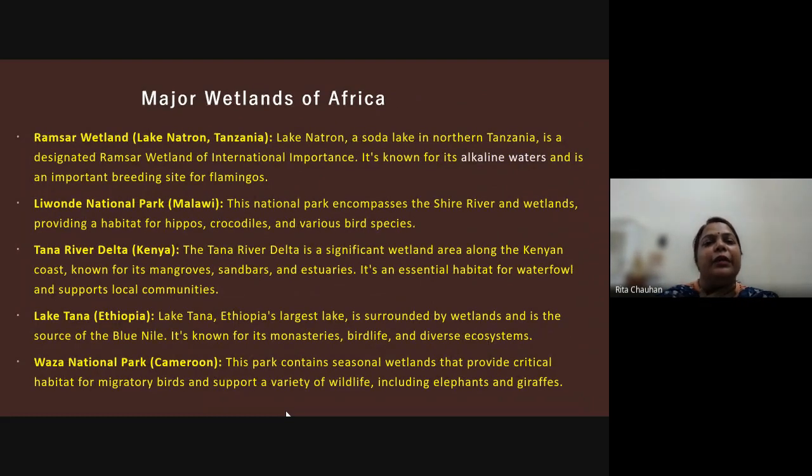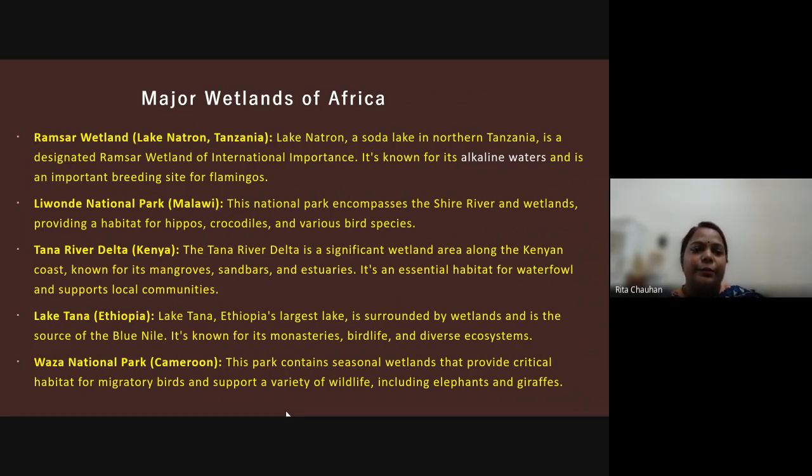Then in Tanzania, we have a Ramsar wetland called Lake Natron. Lake Natron is known for its alkaline water and is an important breeding site for flamingos. So this is also a major wetland of Africa. Then in Malawi we have Liwonde National Park, which also has lots of wetlands. Then the Tana River Delta in Kenya also has a good amount of coastal ecosystems like mangroves, sandbars, and estuaries.